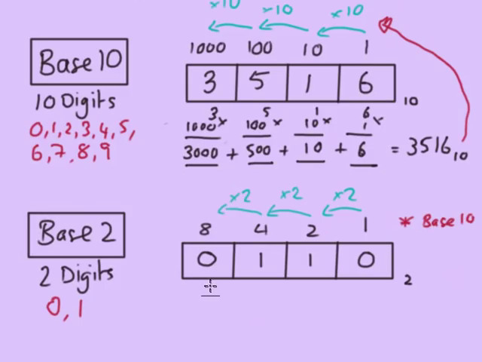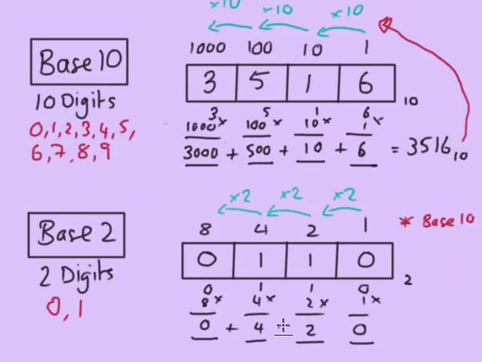This actually says 0 times 8, which is 0. This says 1 times 4, which is 4. This says 1 times 2, which is 2. And this says 0 times 1, which is 0. And if I add these together, I get 6.